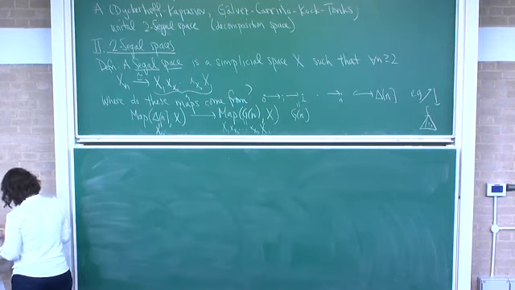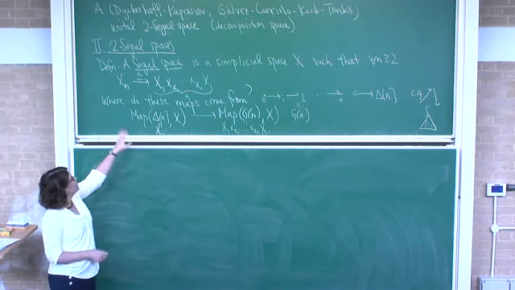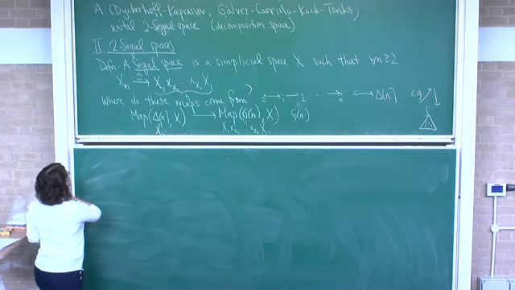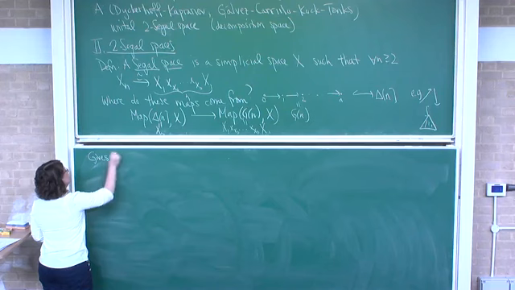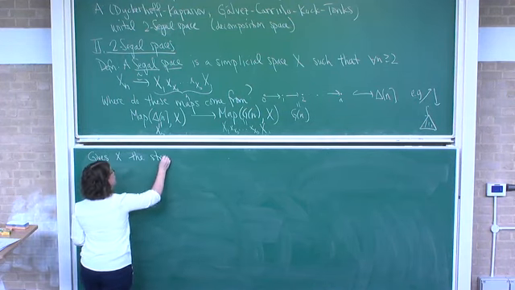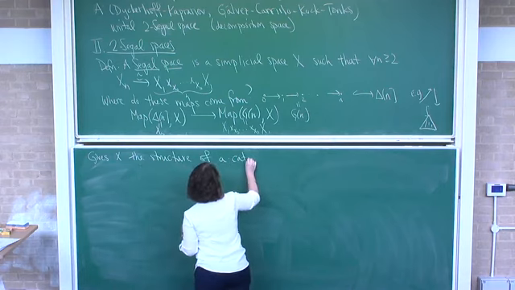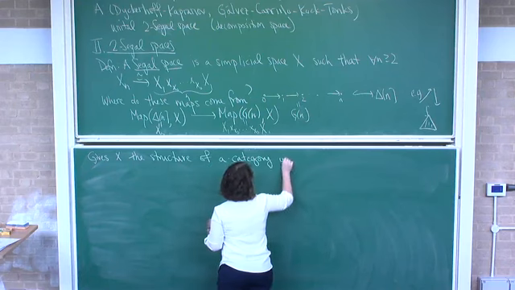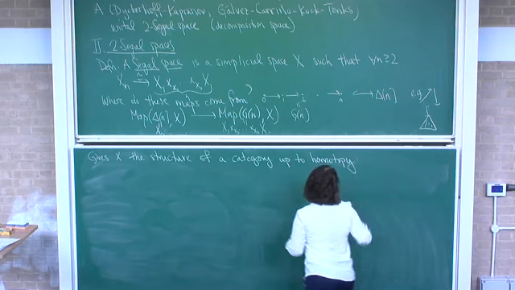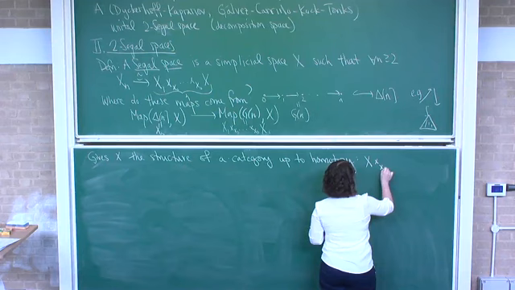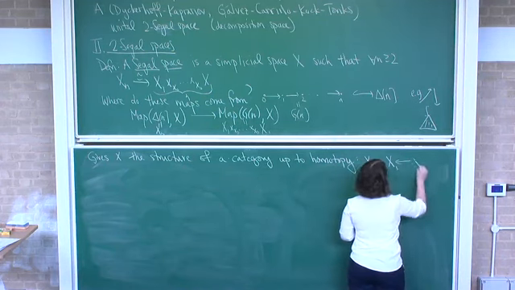So, just a reminder, one of the things these maps do for us is this: if we have a Segal space, it gives X the structure of a category up to homotopy. And we can see that by just looking at the first of the Segal maps, when n equals 2.